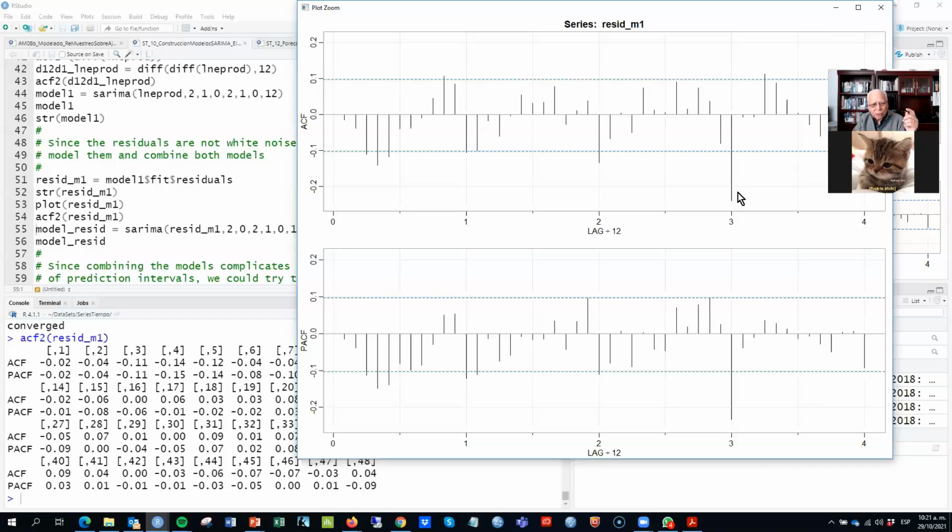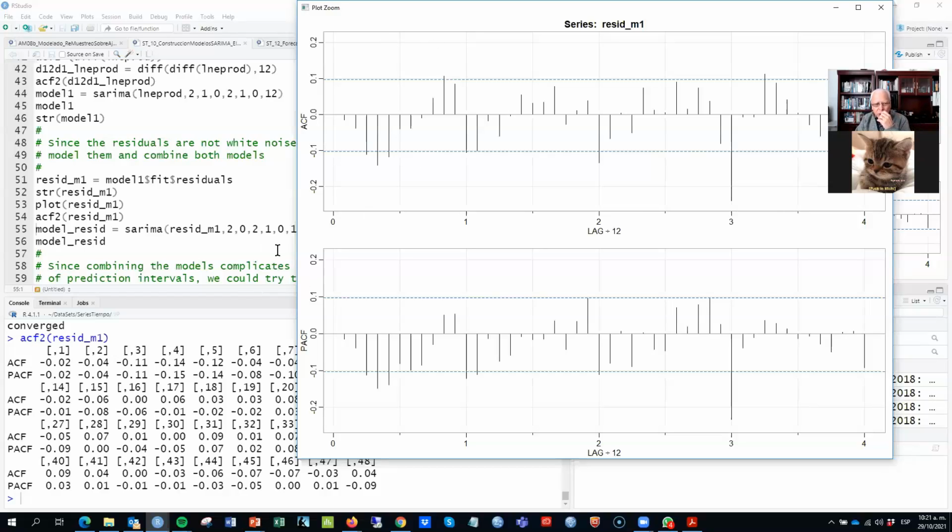So from here, for the residuals, I can think of a model of the form, on the non-seasonal part, could be an AR2. Could be an AR3, but we could start with an AR2, and also an MA2 on the non-seasonal part. And then we don't need to take a difference here because the series is already centered.